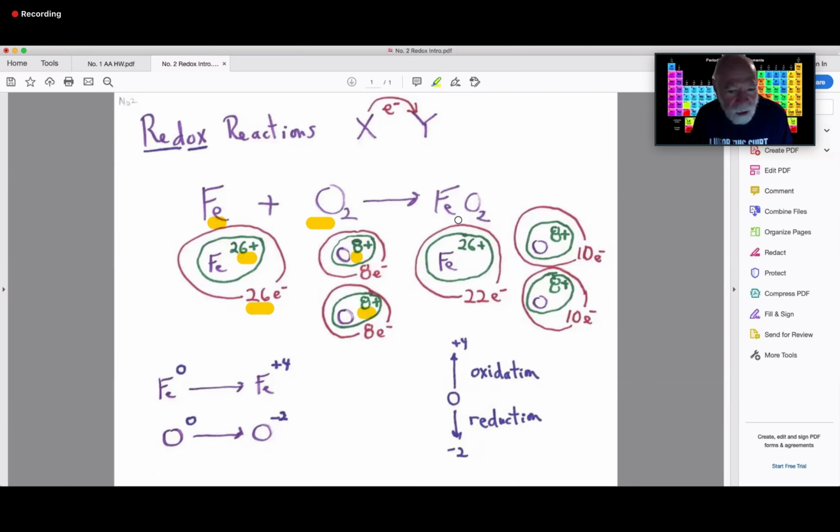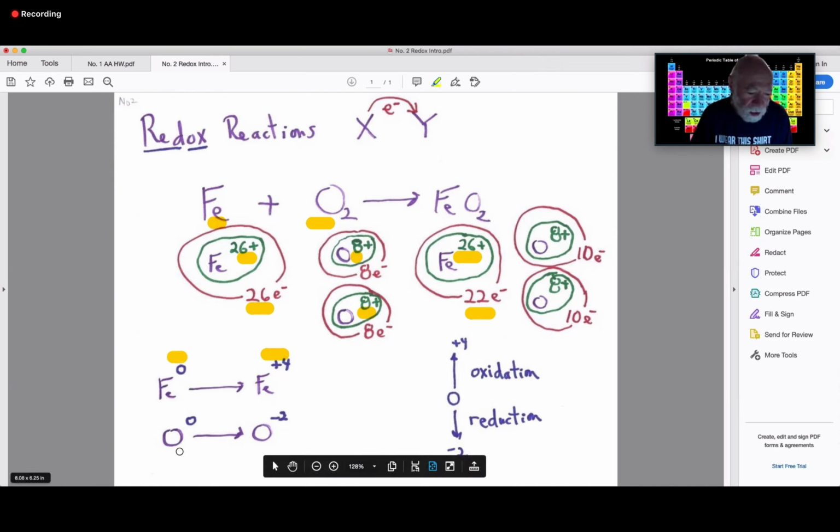In the compound iron oxide, the iron still has 26 protons. Otherwise, it wouldn't be iron anymore. But the interesting thing is it only has 22 electrons. Ooh. And the oxygen atoms still have the 8 protons, but they each have 10 electrons. Now, the way we summarize that is we say iron went from a 0 oxidation state to a positive 4. Can you kind of see where the positive 4 comes from? It lost 4 electrons. And we say that the oxygen went from a 0 oxidation state because it's neutral to a negative 2. Why? Because it picked up 2 extra electrons.